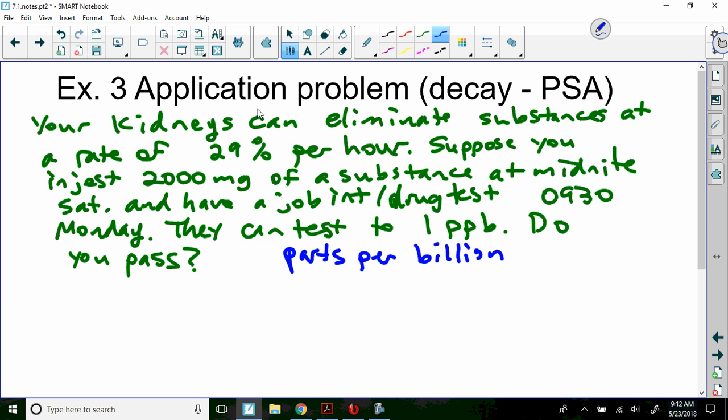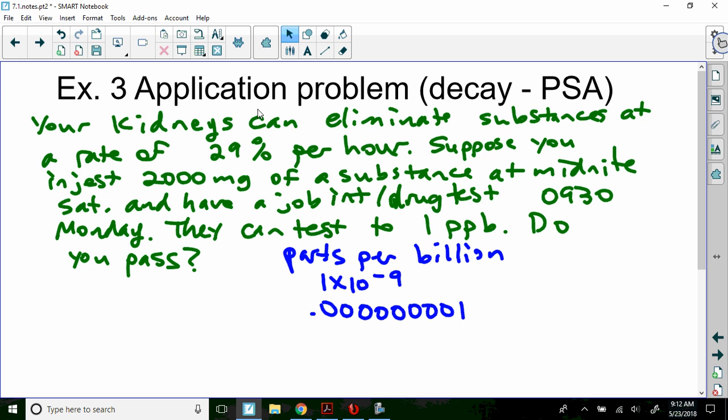Parts per billion. So that's 1 divided by a billion. That's 1 times 10 to the negative 9th power. So that's 0.000000001. So we need to try to come up with a number smaller than that. Okay? So we'll write the model in a second. But let's think about the math, the numbers, what we're going to plug into the model.